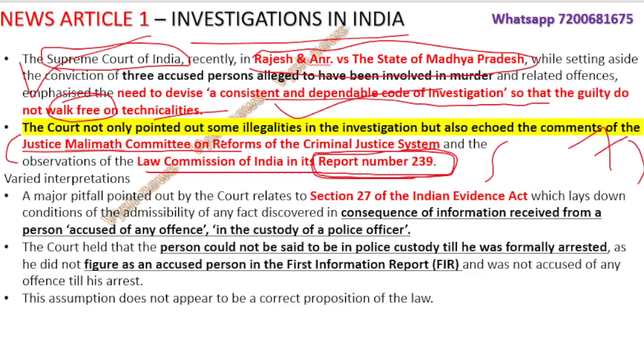The court is saying that there are many illegalities in the investigation. Many components are missing, and so various interpretations arise. There are many Indian laws, like the Evidence Act, section 27. These will all change now because the new laws are coming. The government is changing all these laws.